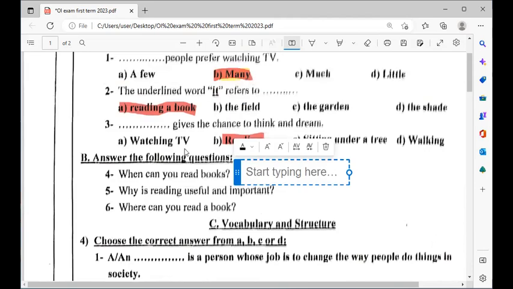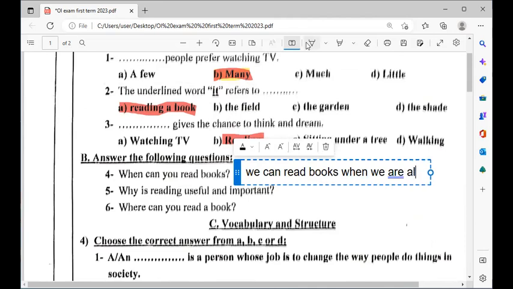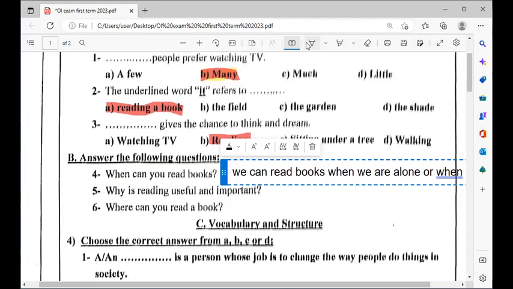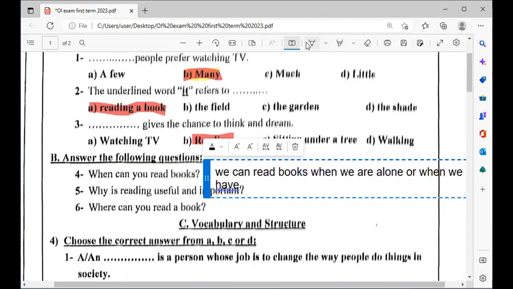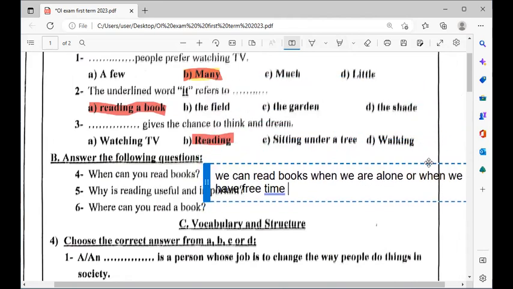So here, we can read books when we are alone or when we have free time. When we are alone or when we have free time.